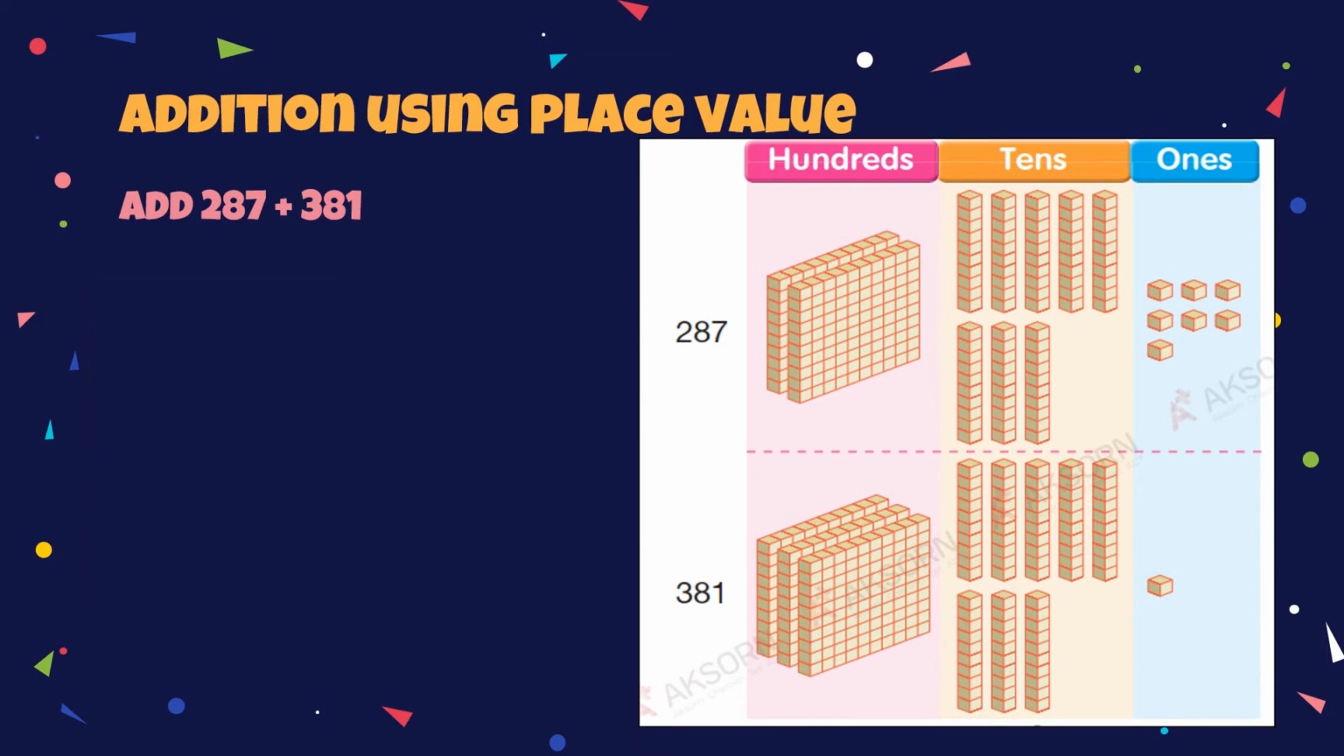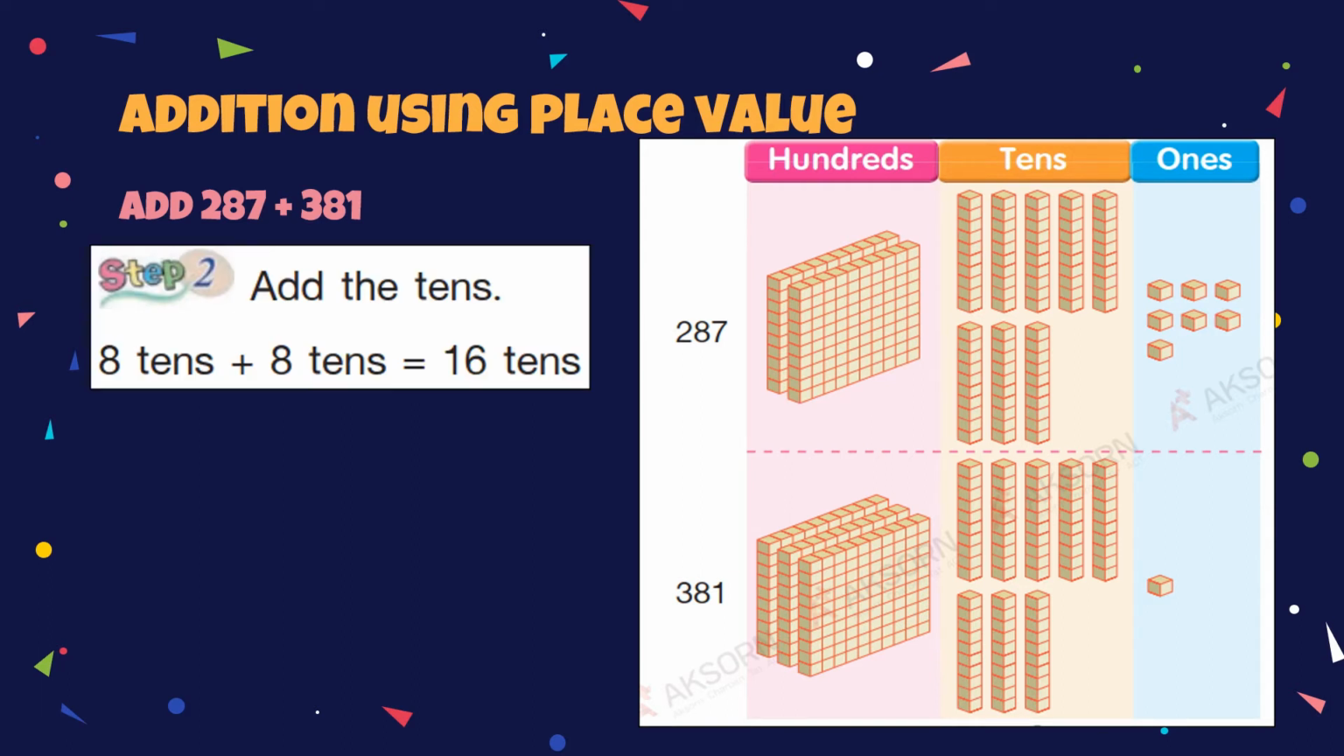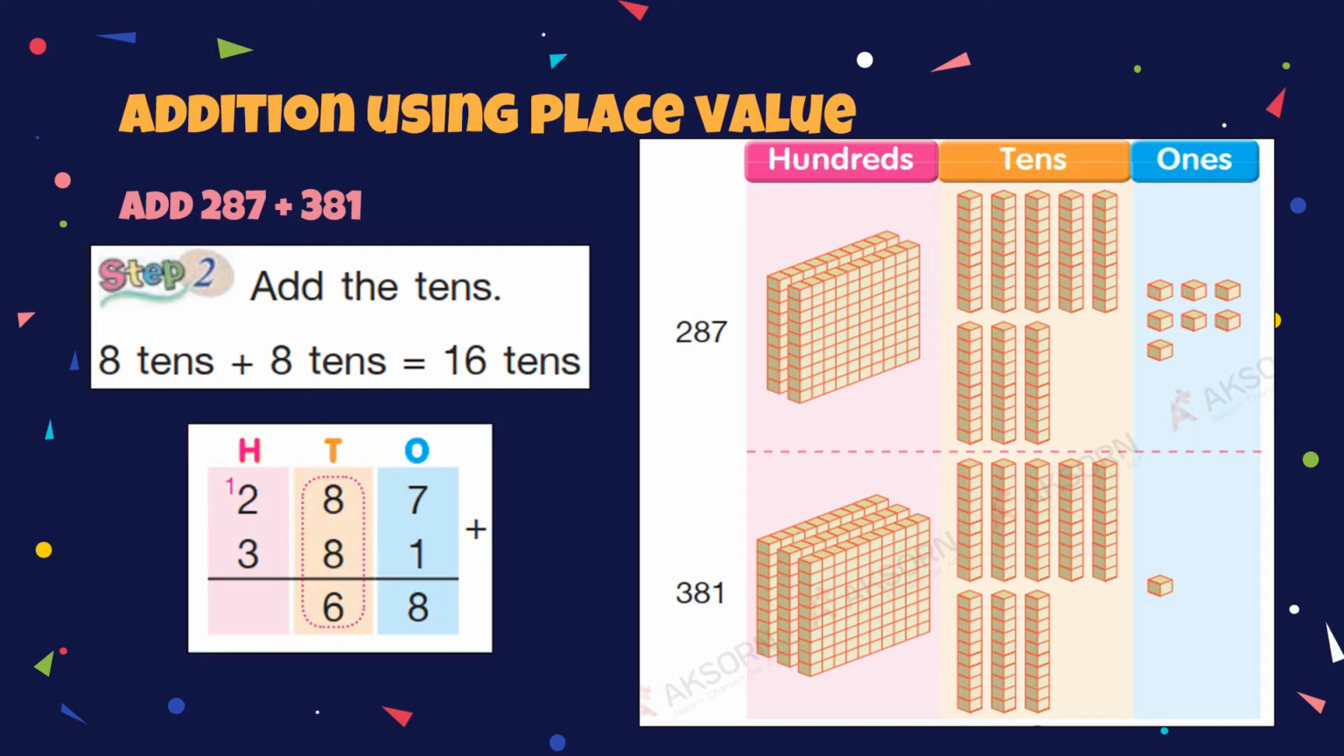Next, we're going to add the tens. Since we have 8 tens plus 8 tens is equal to 16 tens, we're going to move 1 in the hundreds column. So we're going to put 1 in the hundreds column.